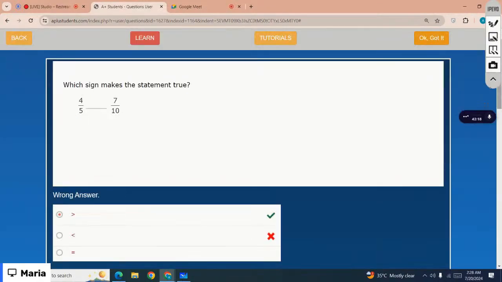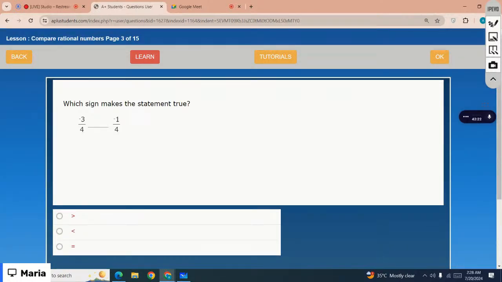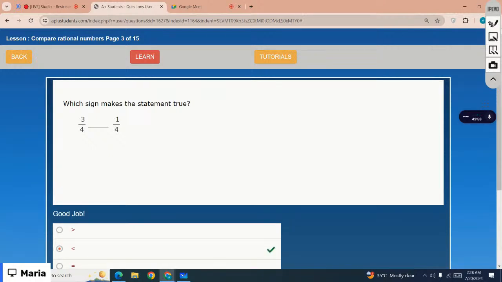Okay. Which sign makes the statement true? Negative 3 by 4, you have to compare it to negative 1 by 4. So which is the correct option? The correct option is negative 3 by 4 is less than negative 1 by 4, right? As you are moving far from 0, the numbers are getting smaller and smaller, right? So negative 3 is farther than negative 1, so that is smaller.